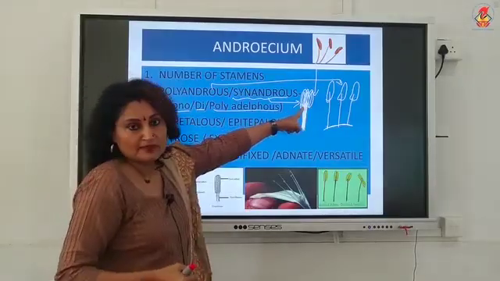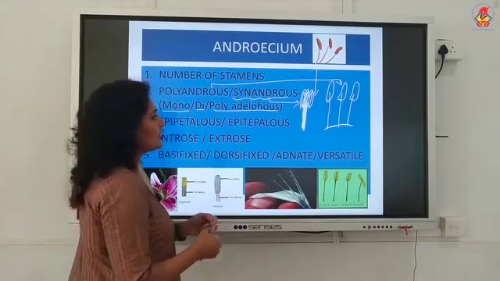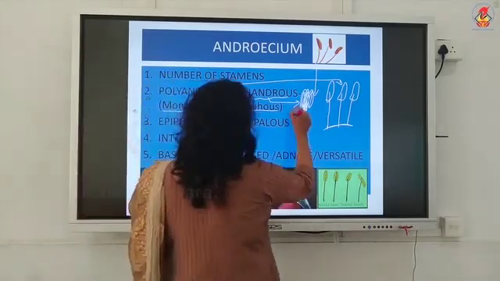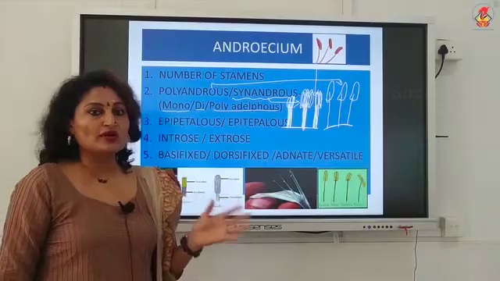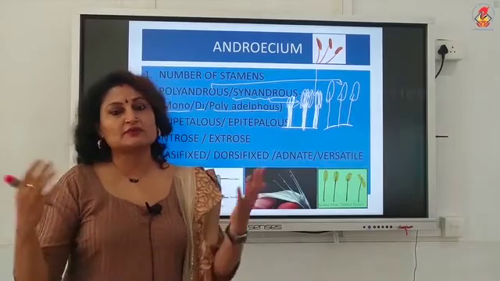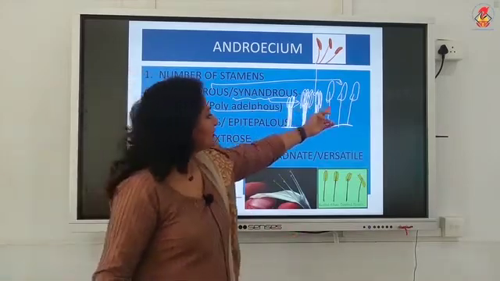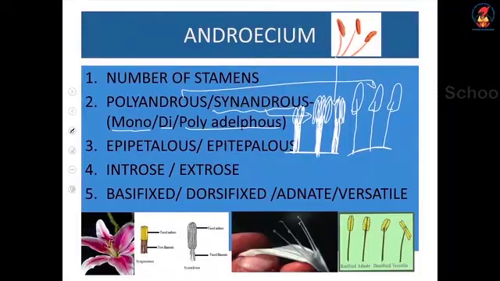this is depicting monoadelphous condition. If it is in 2 bundles, see if I draw here 2 bundles, it is called diadelphous. But if it's in more than 2 bundles, it is known as polyadelphous. I hope you have understood that. So first of all, you must understand poly and synandrous. Polyandrous when the stamens are free. This is a very good example, polyandrous. Then synandrous when the stamens are fused. They have to be fused at the anther as well as at the filament.